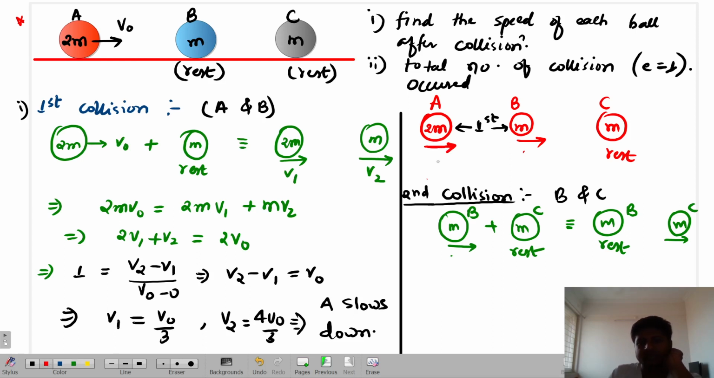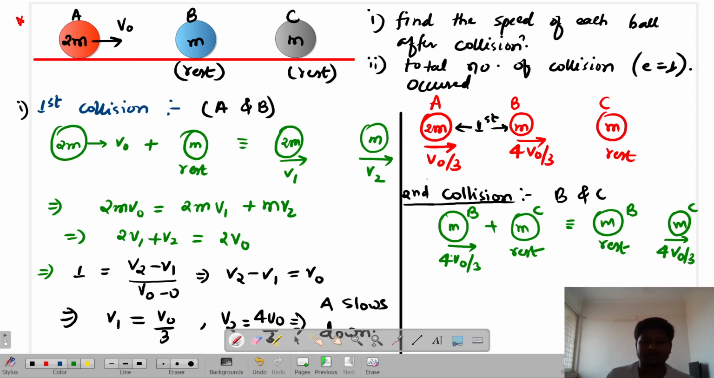So whatever happens, twice m is moving with V1, and this one is moving with 4V naught by 3. This one is at rest. Whatever happens, this velocity is more, meaning B's velocity is more, so A will not be able to catch it. So M comes to rest and C starts to move with 4V naught by 3. Are you able to get me?